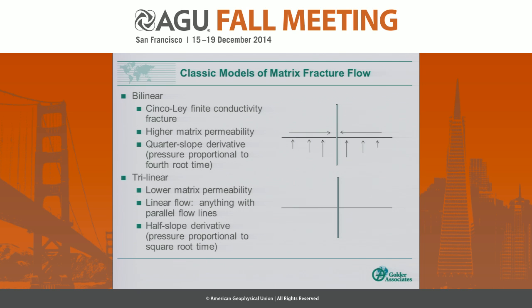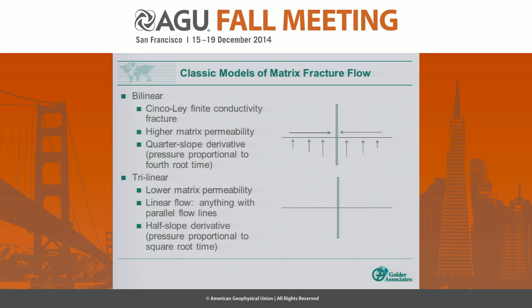The pressure derivative, by the way, I don't have time to go into in detail, but it's basically the semi-log derivative of your pressure data. The semi-log derivative gives you a flat line when you have radial flow. And when you have a fracture that's finite conductivity, then it will create a quarter slope. And that's when you have high permeability matrix.